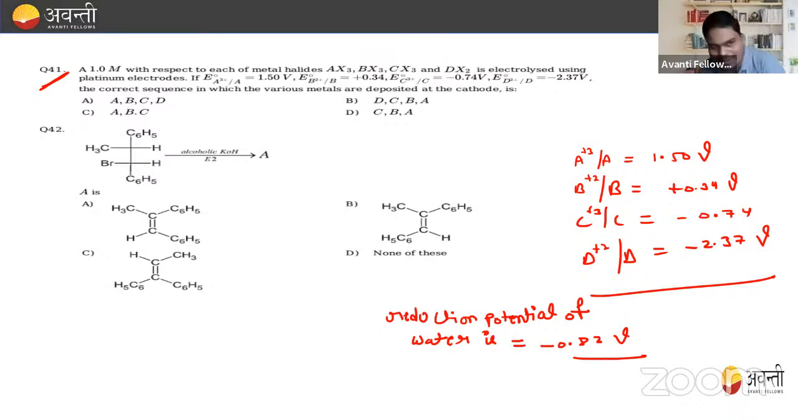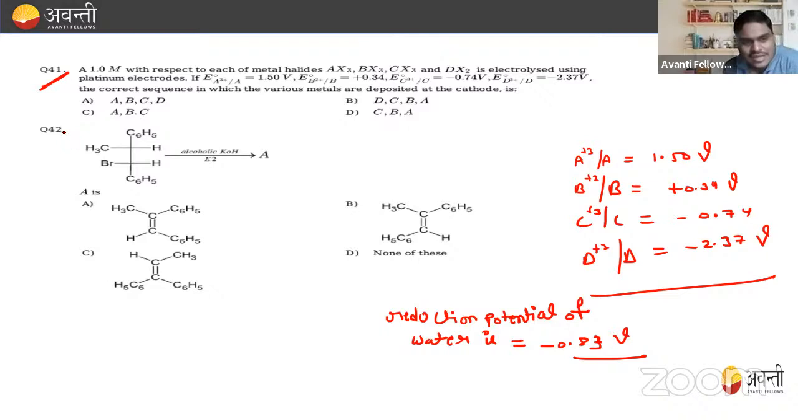So any metal having a reduction potential value greater than minus 0.83 must show deposition at the cathode, right? So out of these four, how many are deposited, beta? That is A, B, and C. These three are deposited, right? And out of these three, which has the maximum electrode potential value, beta? That is A. So the correct order for this question is, yes, beta.